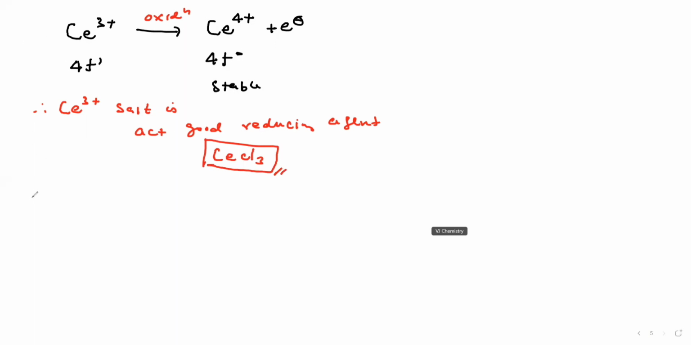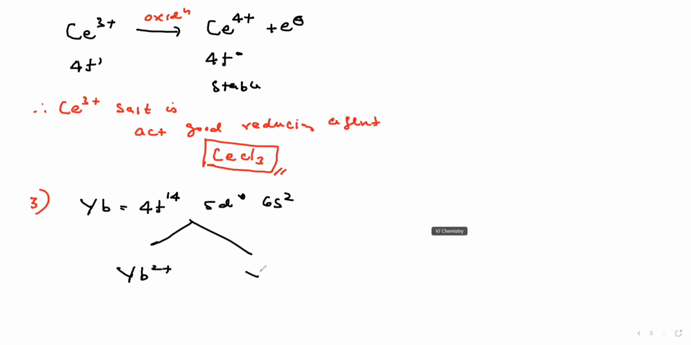Third one, same case, ytterbium. That's also very important. What is the ytterbium configuration? 4f14, 5d0 and 6s2. Understand? Now ytterbium 2 plus and ytterbium 3 plus.